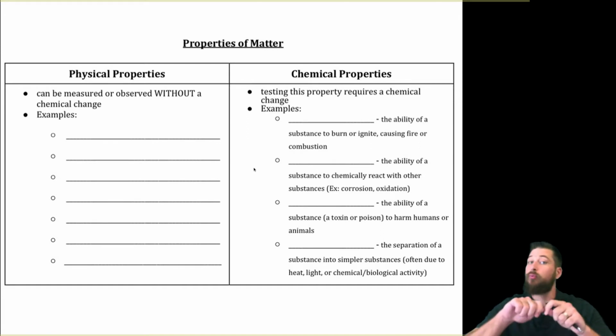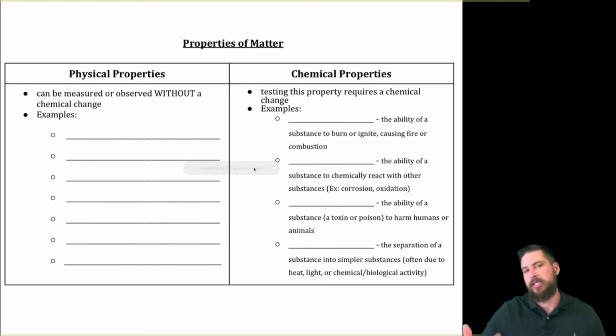For example, if you rip a piece of paper, you're changing the paper, but it's still paper. An example of a chemical change would be if you burned that paper. Now we're going to talk about physical and chemical properties, which is a little bit different because it talks about the characteristics of that particular substance. So first off, a physical property is something that can be measured or observed without a change occurring.